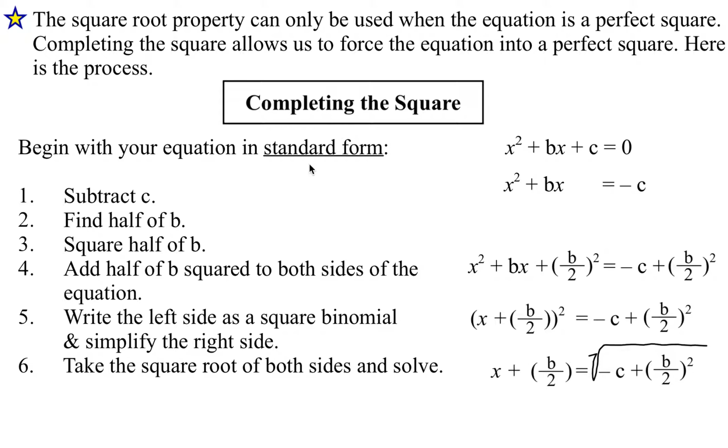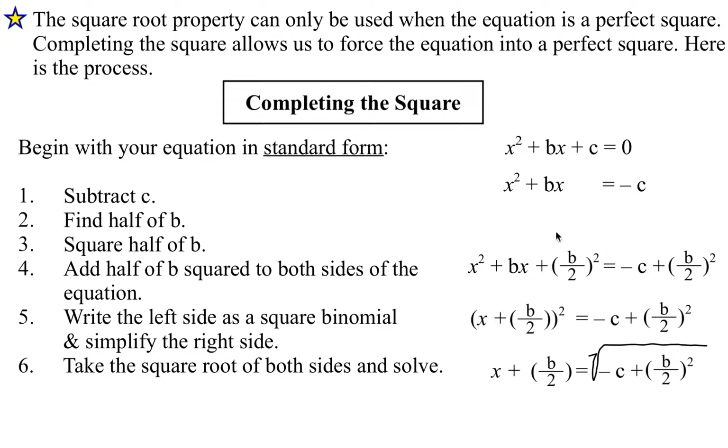We're going to start out, our equation has to be in standard form here. And the first thing we're going to do is subtract the constant term or move it to the right. Then we're going to take half of the coefficient of the linear term, half of b, and we're going to square it. And so half of b squared we're going to add to both sides. So right in here we're going to drop this b over 2, the quantity squared, and we're going to add it to both sides of the equation so that we're not changing the value of the equation.